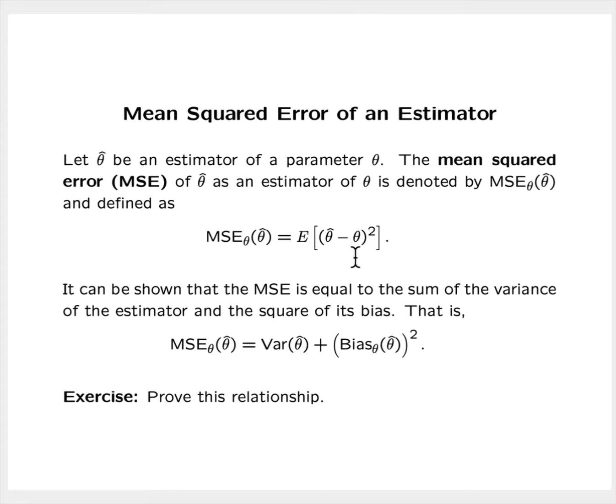Now it can be shown that the mean squared error, the MSE, is equal to the sum of the variance of the estimator and the square of its bias. In other words, the MSE of theta hat as an estimator of theta is equal to the variance of theta hat plus the square of the bias of theta hat as an estimator of theta. Now, what I would like you to do as an exercise is see if you can prove this relationship by using properties of expectation.